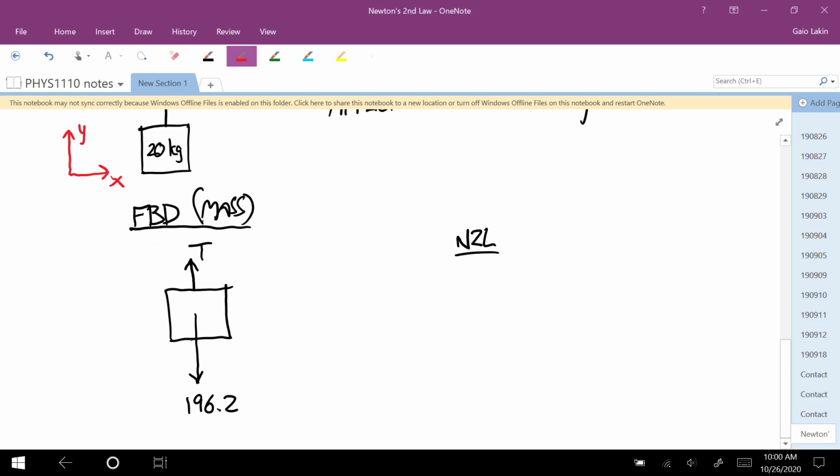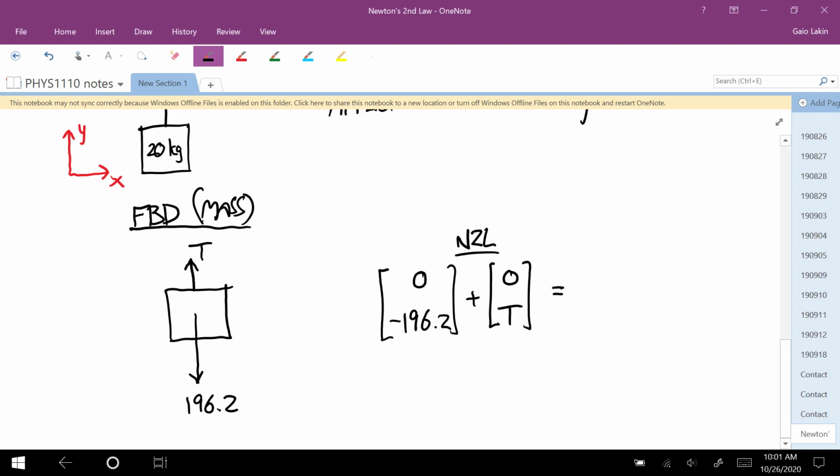Well, the force of 196.2, that's down, that's in the negative y direction. So in its components, this would be 0, negative 196.2. The cable force is in the positive y direction. So that's 0 for x, positive T for y. Those are all the forces. There's the two forces. We've represented them here. So we know we're done with the left side of Newton's second law.